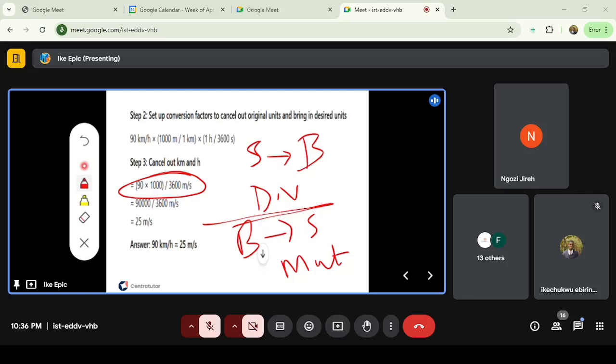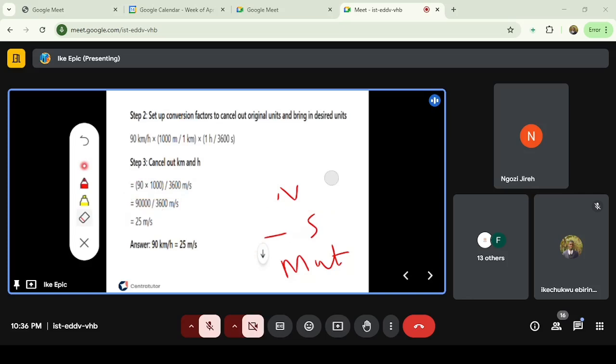So that's just the simple way I think we could use to convert between different units, especially units that have fractional expressions. So doing that, when we multiply 90 times 1,000 and divide by 3,600, we will then have our final answer to be 25 meters per second. So let's move on to the next topic.